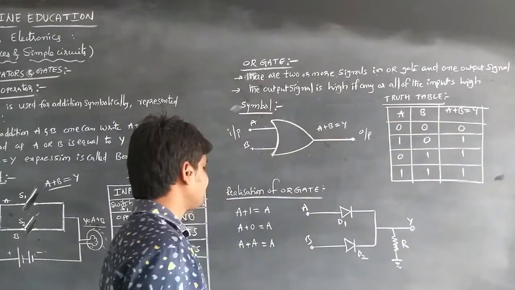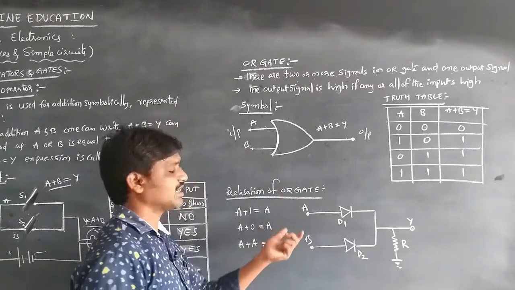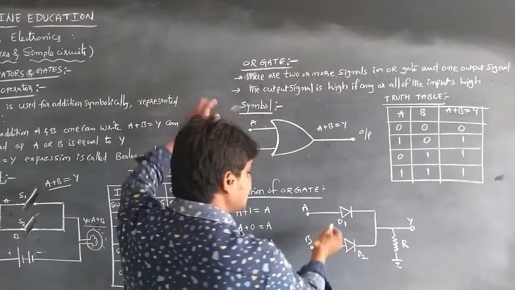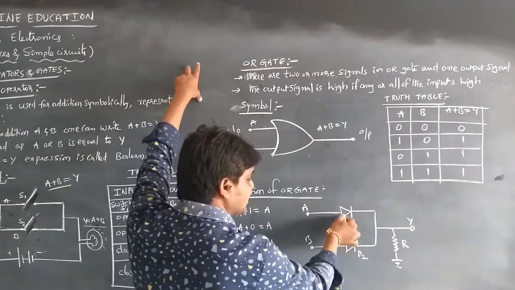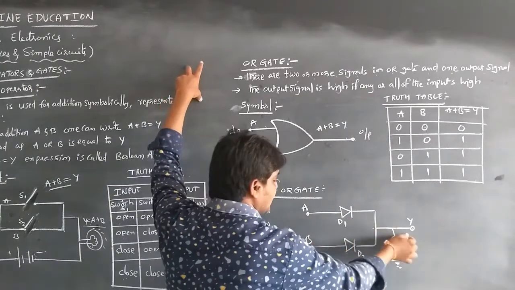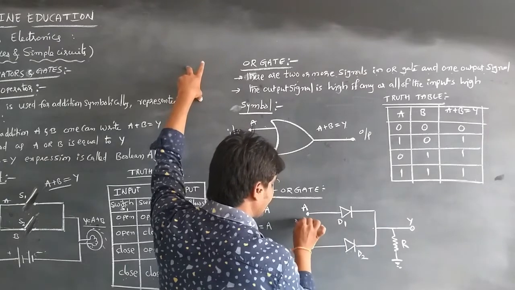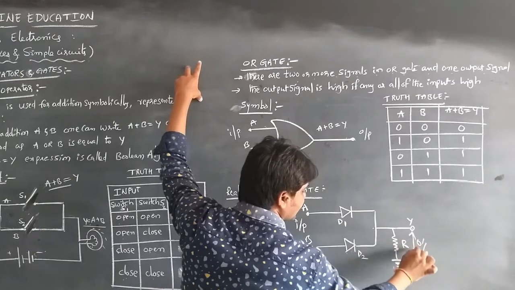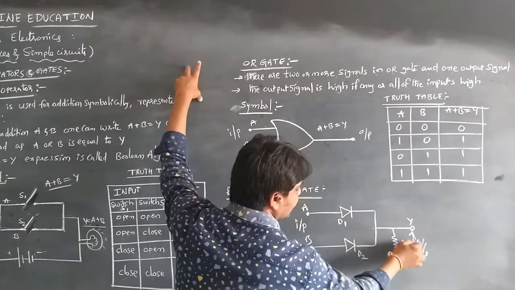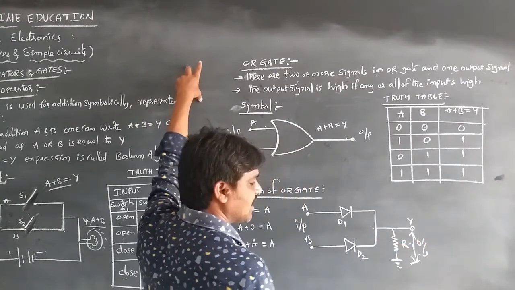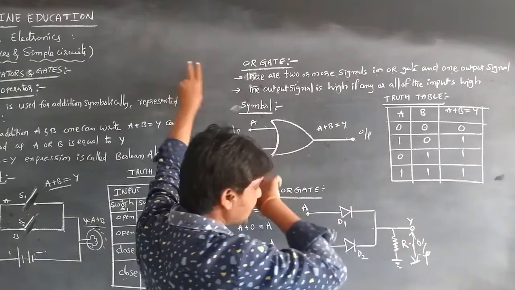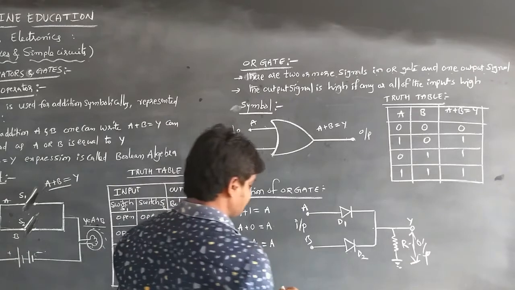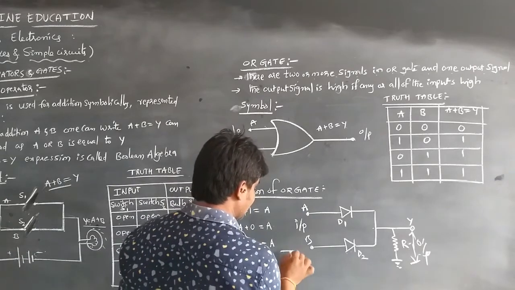Then let's see the realization of the OR gate. How do we get the practical values by using the OR gate? We have two diodes, D1 and D2, and here is the input. We apply the input and get the output from the load resistance. Let's see how the truth table can be satisfied and how we get the values. For example, here I am connecting the battery.